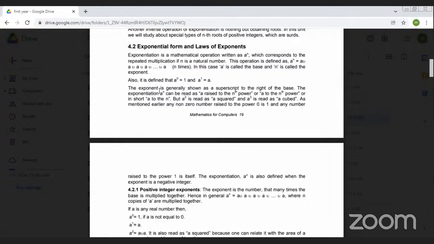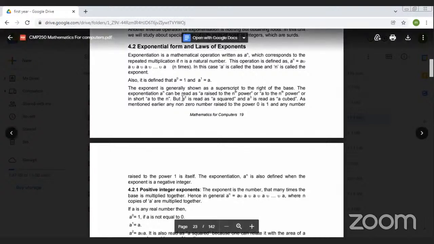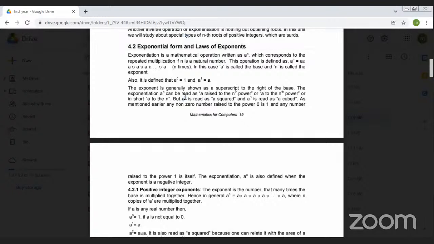Now, originally, how do we read a raised to n? A raised to the nth power. But when the power is 2, we read it as a squared. Here, I read it as a cubed. Henceforth, a raised to 4 is read as a to the fourth.